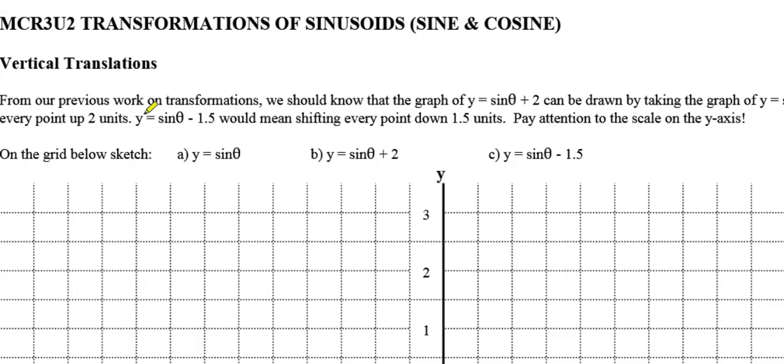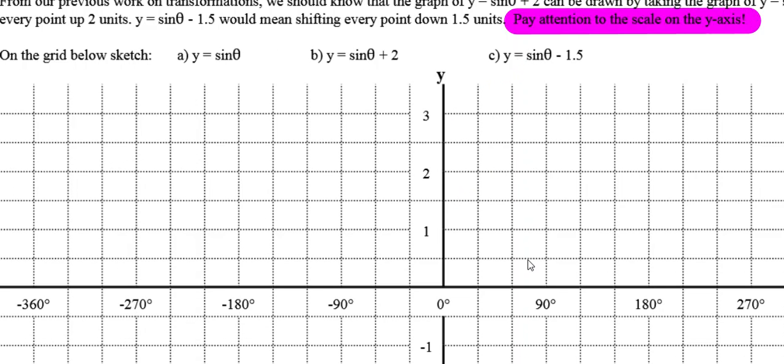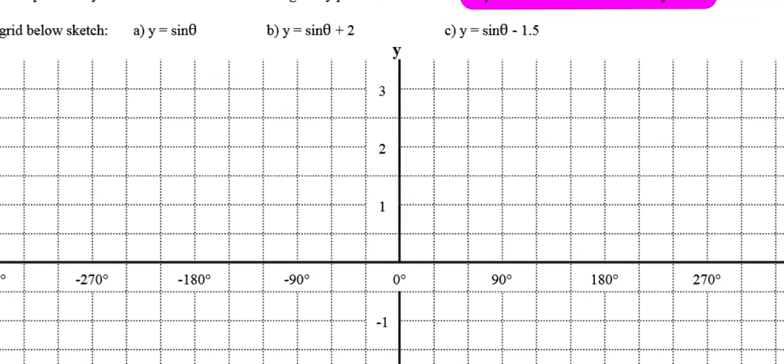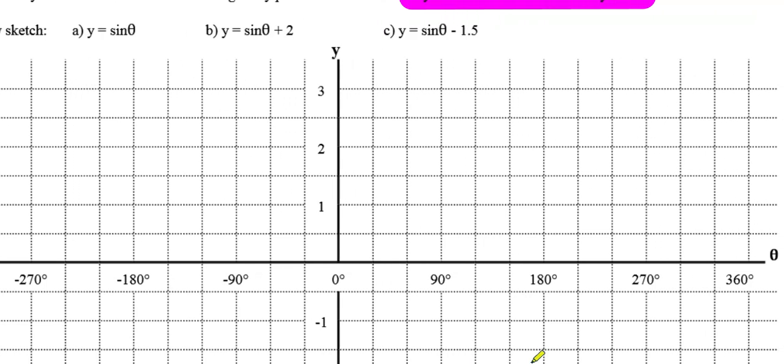This equation here, y equals sine theta minus 1.5, would mean shifting every point down 1.5 units. So again, it's the movement vertically. This would be your Q value or the D value. You really want to make sure that you pay attention to the scale. These grids are a little bit different scale-wise than the ones that I was working on yesterday, so make sure you are familiar with what you're using.